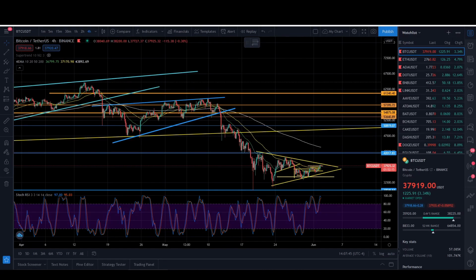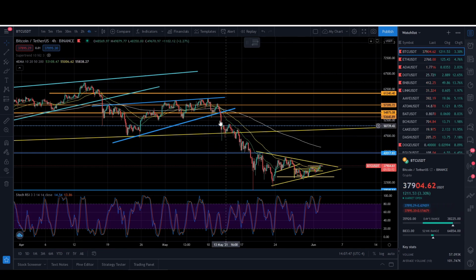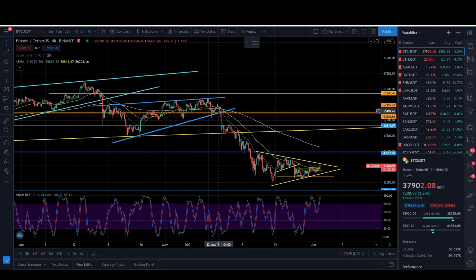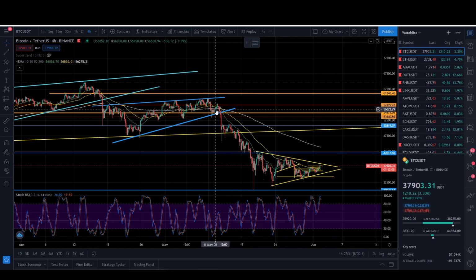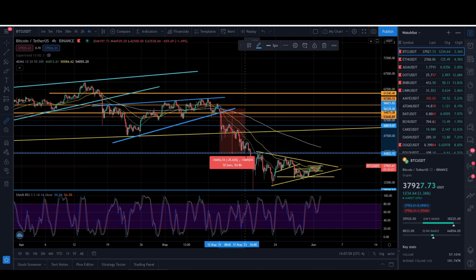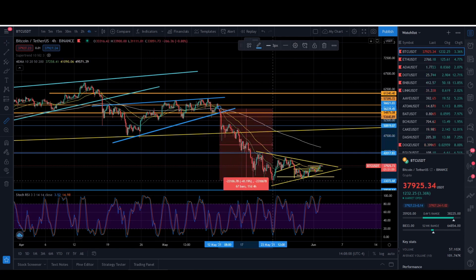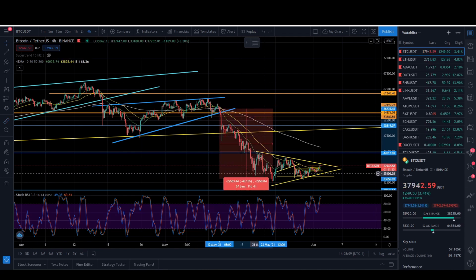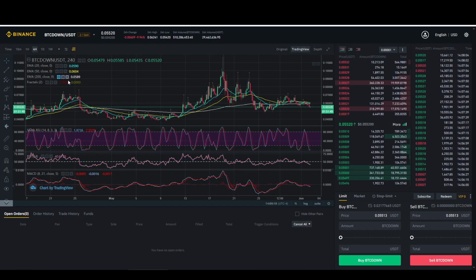So if you would like to make money on the way down, let's say you would enter a position right here and you ride all the way down, let's say up to here, that would be a minus 41% decrease in Bitcoin value. So minus 41. Let's say you would have purchased BTC down on May 12th.